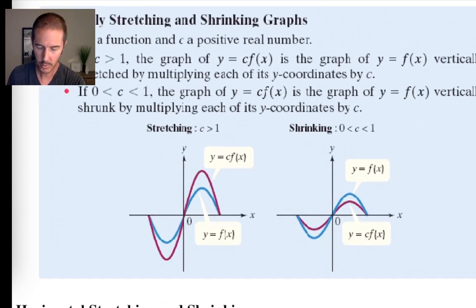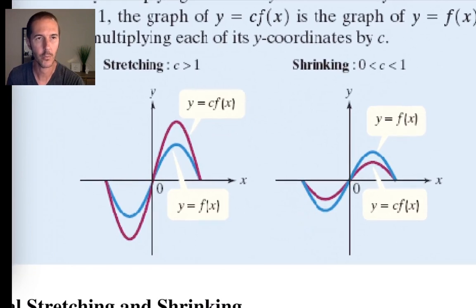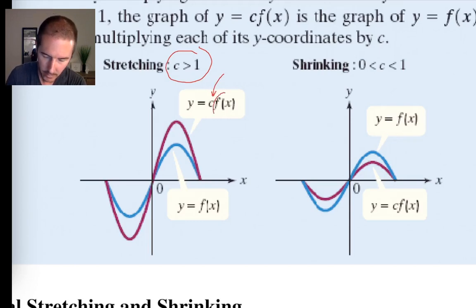Our blue curves in these graphs are the original curves. The one on the left, we have caused a vertical stretch because we're using a c value that's larger than 1. In other words, we're multiplying our original function by a number that's greater than 1. And remember, f of x was the original generator of all of our y values. Those are the up and down numbers, right? Our y values. And this number c right here is coming in and multiplying those y values by something larger than 1. So the y values are going to get bigger.